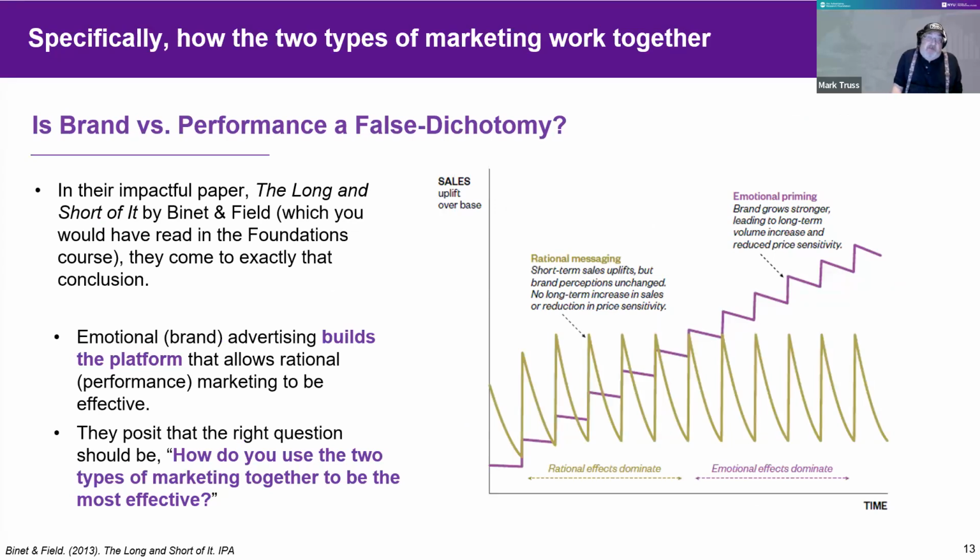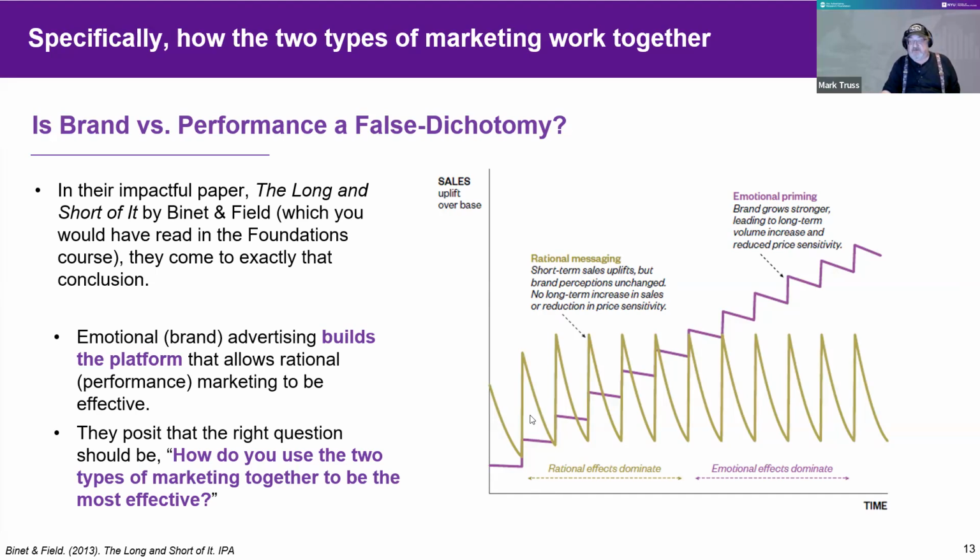In their impactful paper, The Long and Short of It, which you would have read in Foundations, Binet and Fields come exactly to that conclusion. Emotional brand advertising builds the platform that allows the rational performance marketing to be effective. They posit that the right question should be, how do you use the two types of marketing together to be the most effective? And I love this chart.